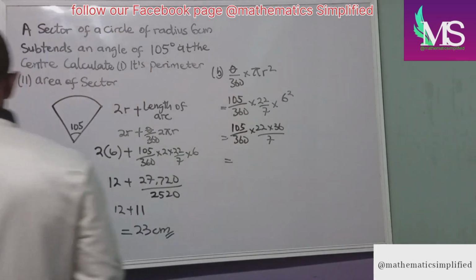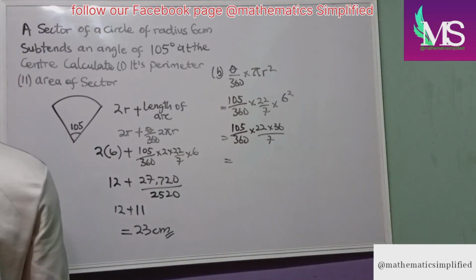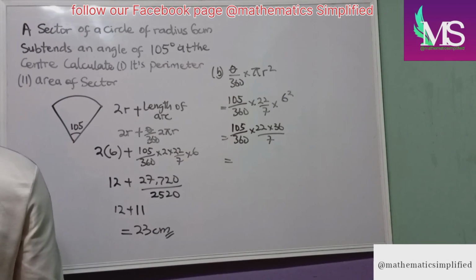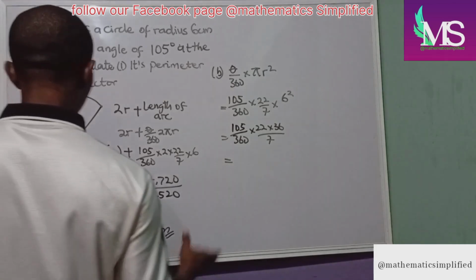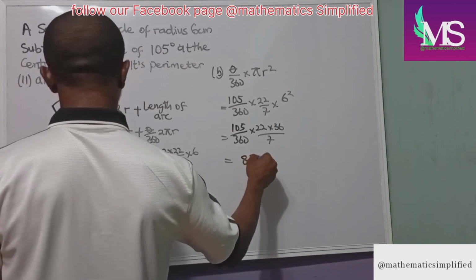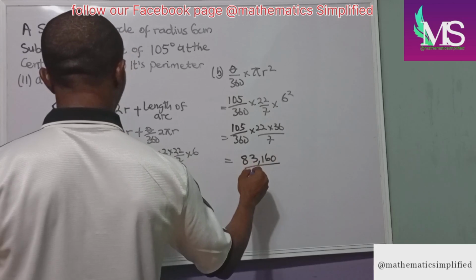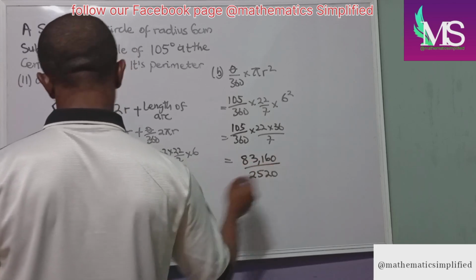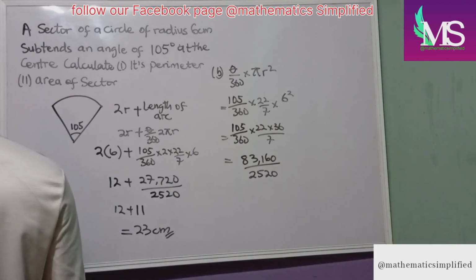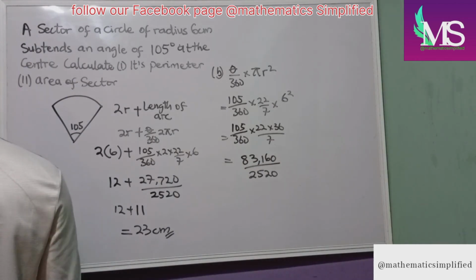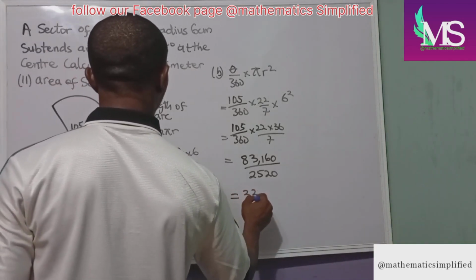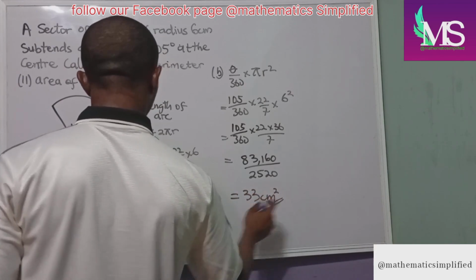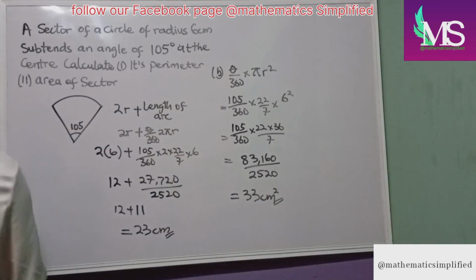Multiplying it out, we have 105 times 22 times 36, which gives us 83,160 divided by 2,520. We are having our area equals 33 cm squared. So that is the area of our sector.